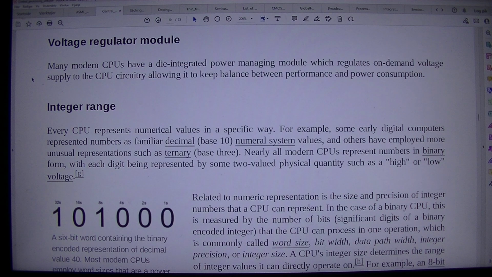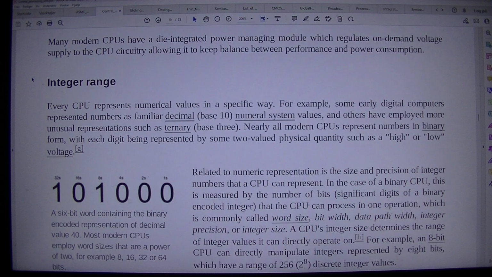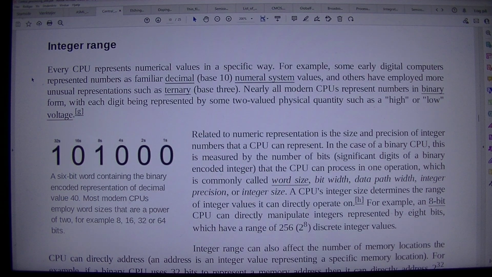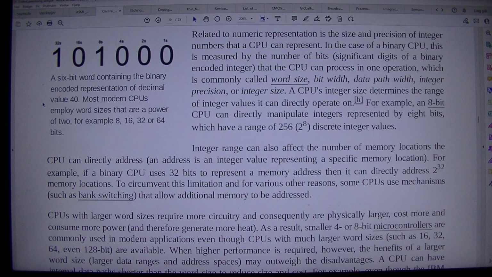Integer range. Every CPU represents numerical values in a specific way. For example, some early digital computers represented numbers as familiar decimal, base 10, numeral system values, and others have employed more unusual representations such as ternary, base 3. Nearly all modern CPUs represent numbers in binary form, with each digit being represented by some two-valued physical quantity such as a high or low voltage. A six-bit word containing the binary encoded representation of decimal value 40.